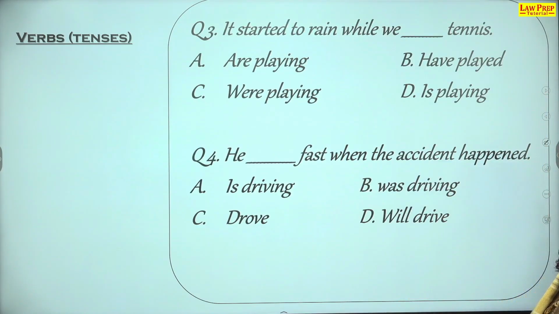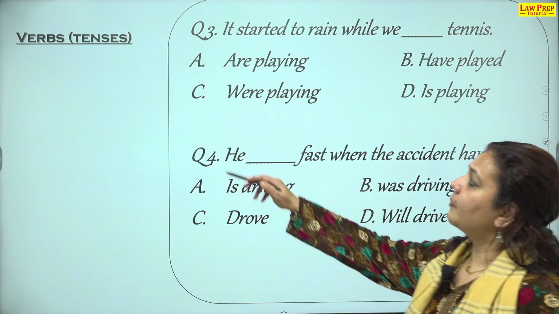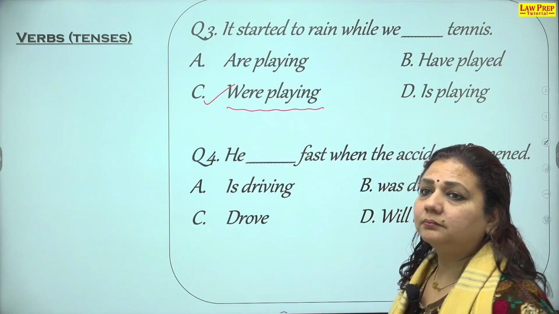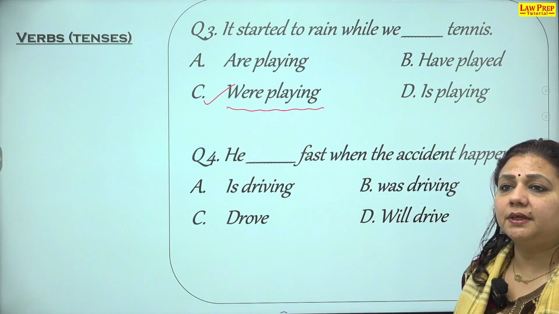It started to rain. सबसे पहले तो बताइए started कौन सा tense है? Simple past tense. ठीक है. और इसके साथ हम क्या टेंस यूज़ कर रहे हैं? सिंपल पास्ट के साथ पास्ट कंटिन्यूस. So it started to rain while we were playing. Right.